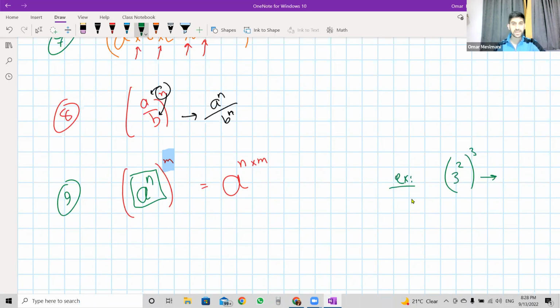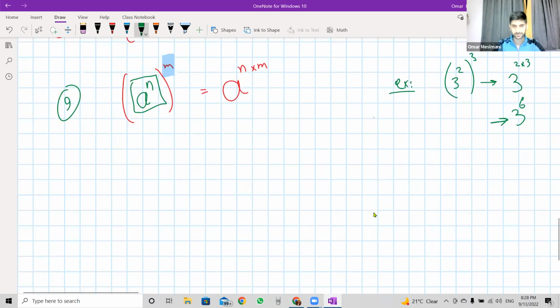Let's say I have 3 power 2, and the whole thing to the power 3. Now what is the answer? I can use my rule: it's going to be 3 power 2 times 3, so I would say it's going to be 3 power 6. I can do that, no problem with this. So that's rule number 9.